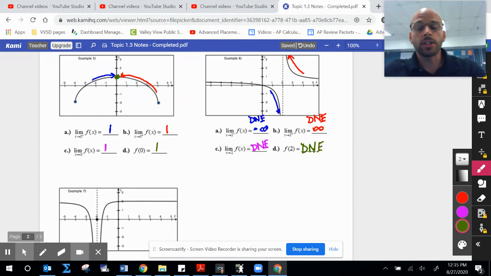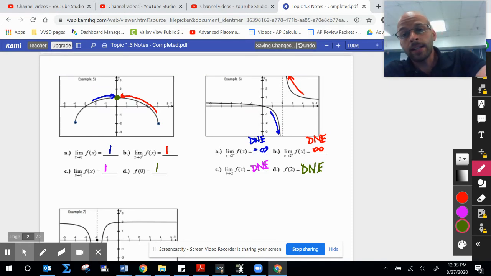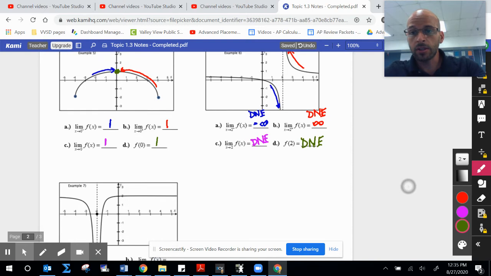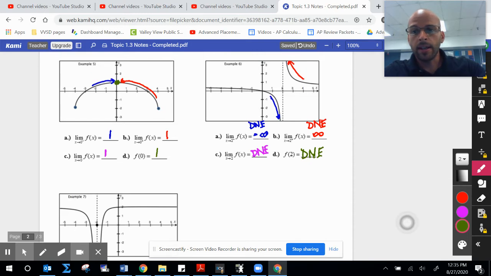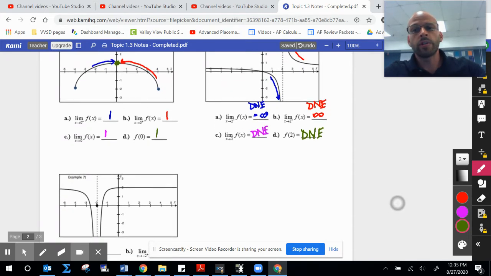Okay, so some variations. If you have an asymptote for a one-sided limit, I will accept either does not exist, or you can put infinity or negative infinity for those answers at a vertical asymptote. But the two-sided limit doesn't exist, and there is no point indicated at x equals 2, so therefore there is no output.